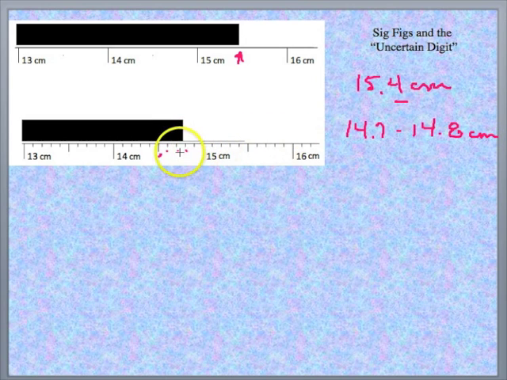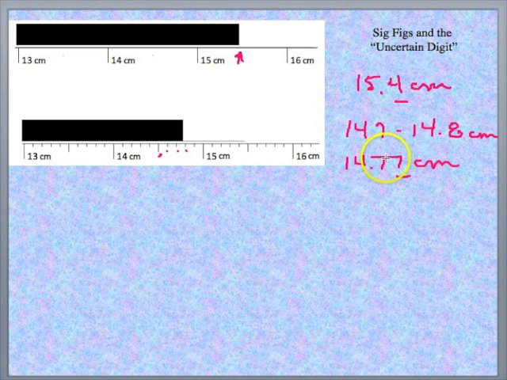Now we can look at the distance between the 14.7 and the 14.8 and again make a guess where that black bar is between them. We see it's a little beyond the halfway point. I would guess, just from looking at that, it's 14.77 centimeters. It could be 14.78 centimeters. Again, the last digit we write is what we call the uncertain digit.